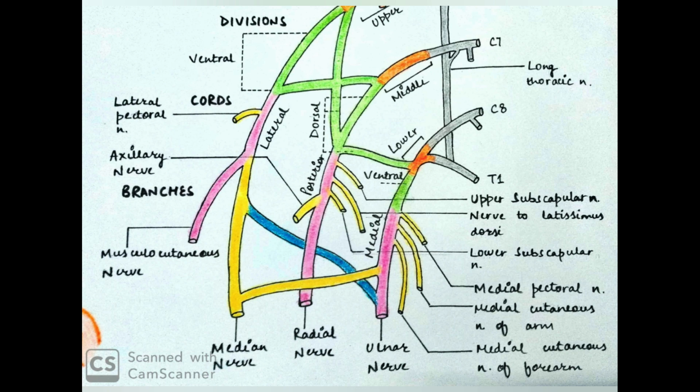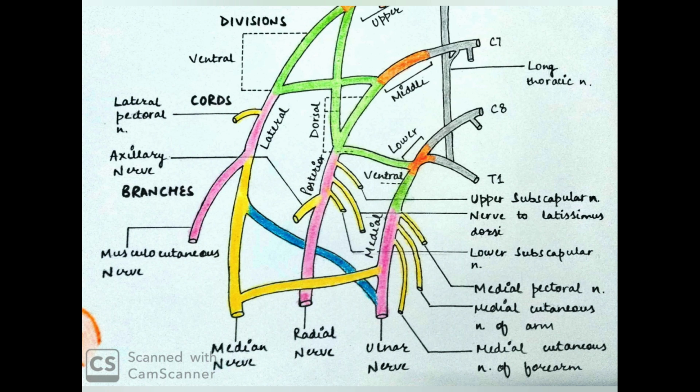Second branch is the medial cutaneous nerve of arm with root value of C8 and T1. It carries sensory impulses from a small area of medial side of arm. Third is the medial cutaneous nerve of forearm with root value of C8 and T1. It carries sensory impulses from a large area of medial side of the forearm.